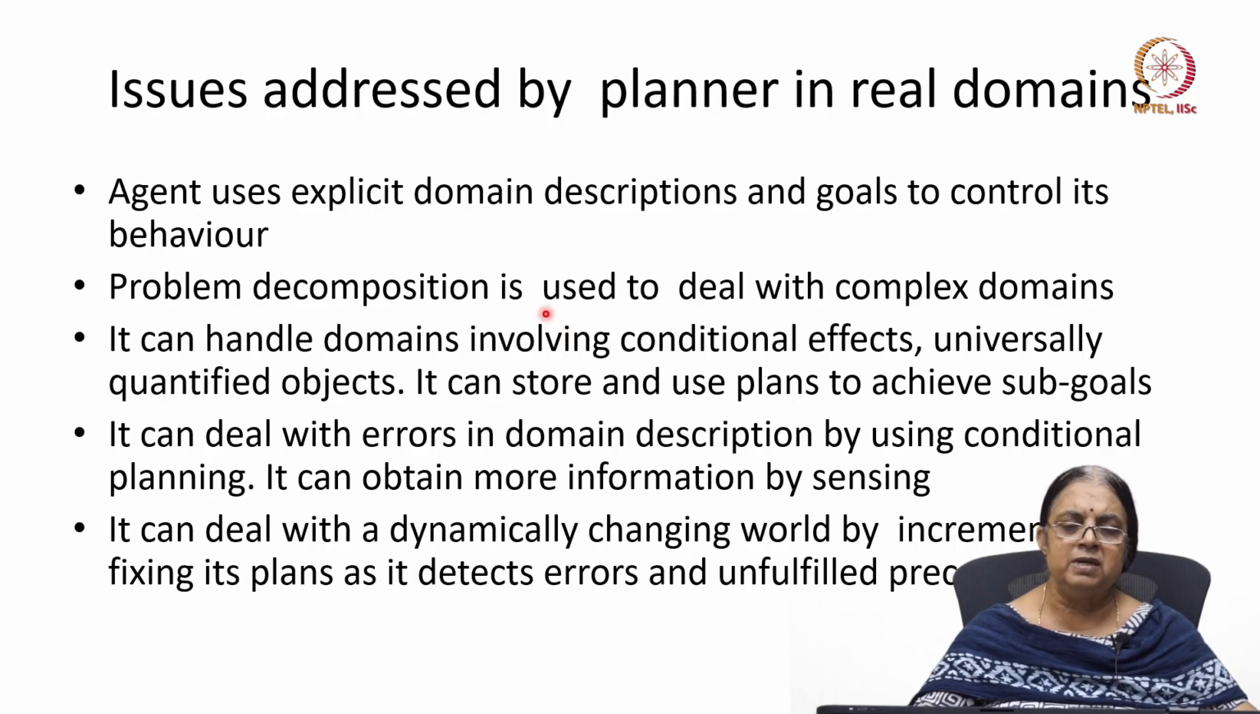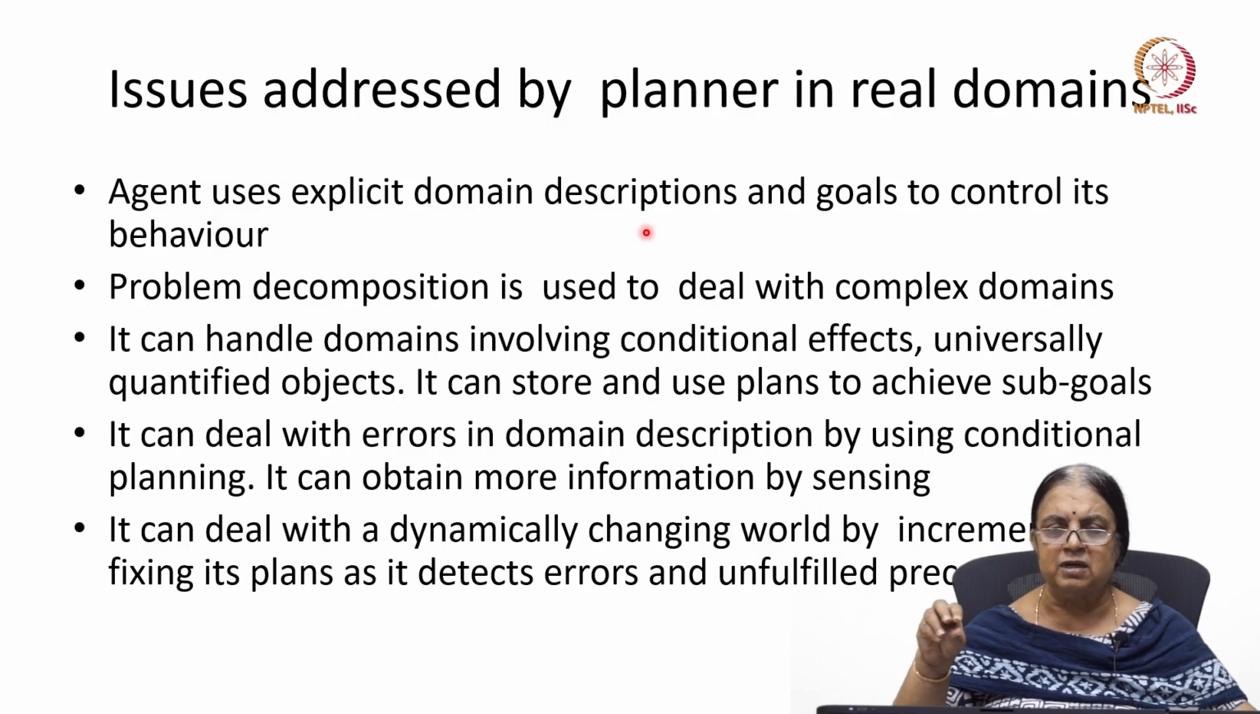Planning is itself a very complex thing which is going on over there. And nowadays you have very sophisticated planners which are working very well. They use them for all the space missions, etc. First of all, let us see what all these sophisticated planners are able to do. The agent uses explicit domain descriptions and goals. It uses things like quantifiers, which makes it clear exactly what needs to be done. And problem decomposition is used to deal with complex domains.